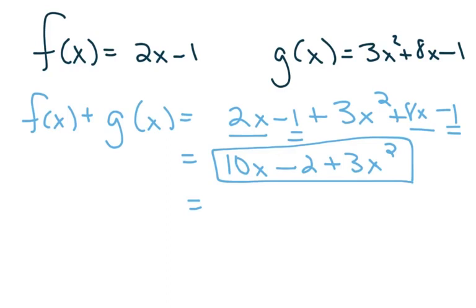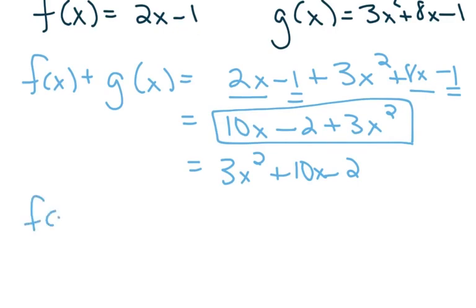We don't always write it this way. Mostly, you probably learned it by writing the polynomial in descending order of powers of x. So traditionally, we would write this as 3x squared plus 10x minus 2. But I don't actually care what order you put the polynomial in.